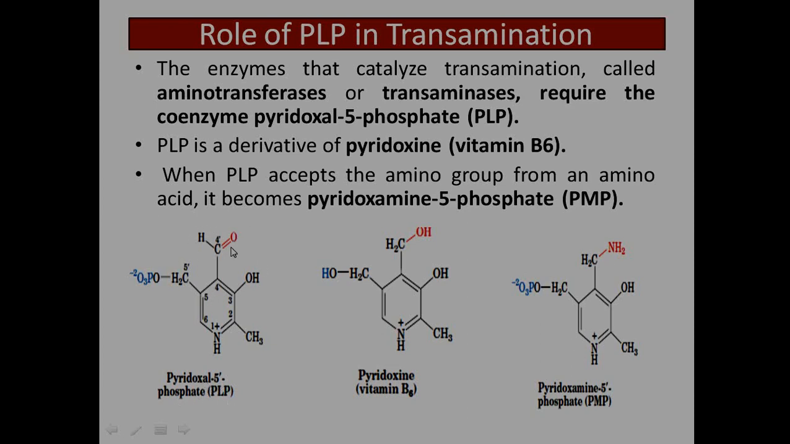And after accepting the amino group from the donor amino acid, it becomes pyridoxamine phosphate, PMP. So it exists in two forms. In the end of the reaction, this PMP will be again converted back into PLP. So it just acts as a mediator to receive the amino group and to donate it to the recipient keto acid.